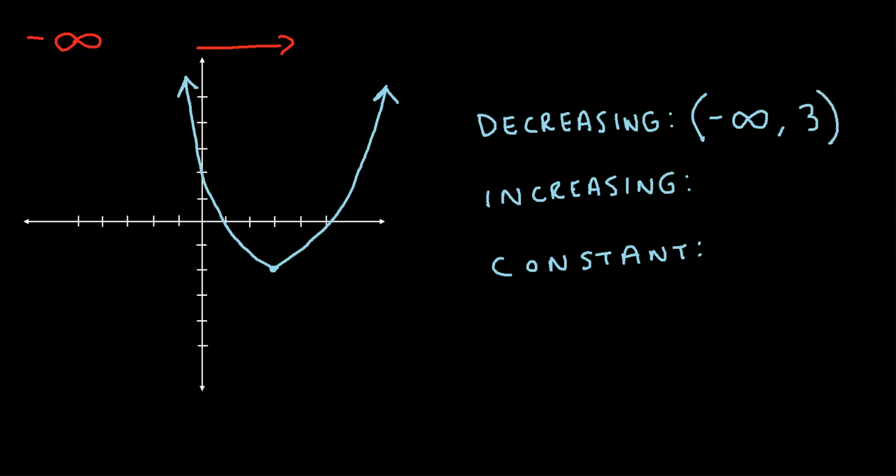The y values are getting smaller. And we also use an open parenthesis on 3 because at the point 3, this is just the turning point where it goes from decreasing to increasing. So we'd say 3 is not included in the decreasing portion.